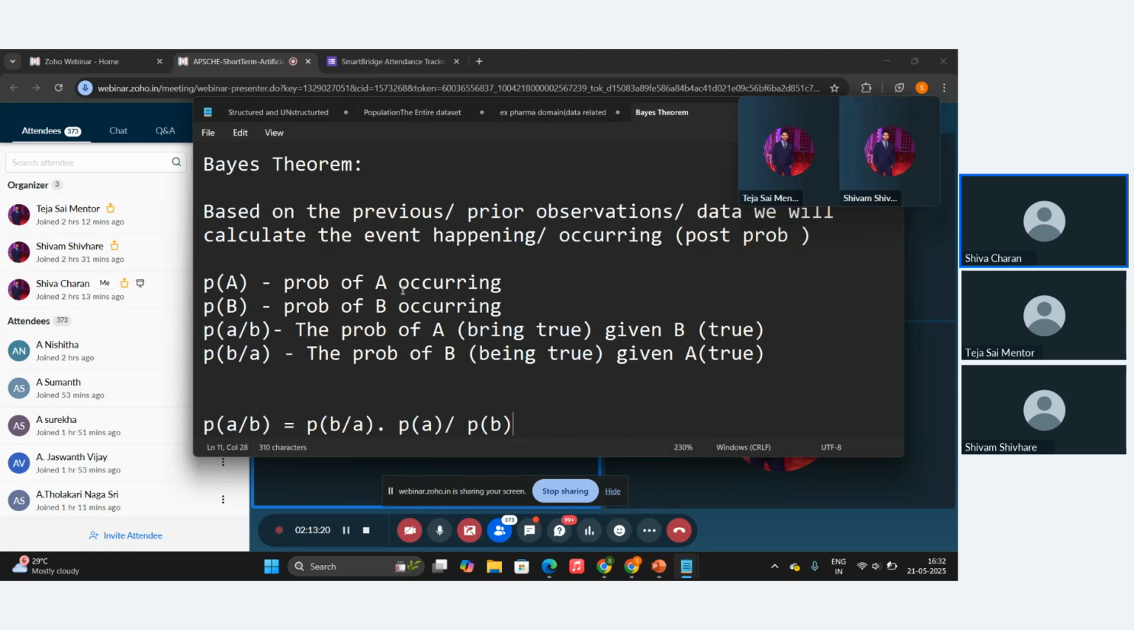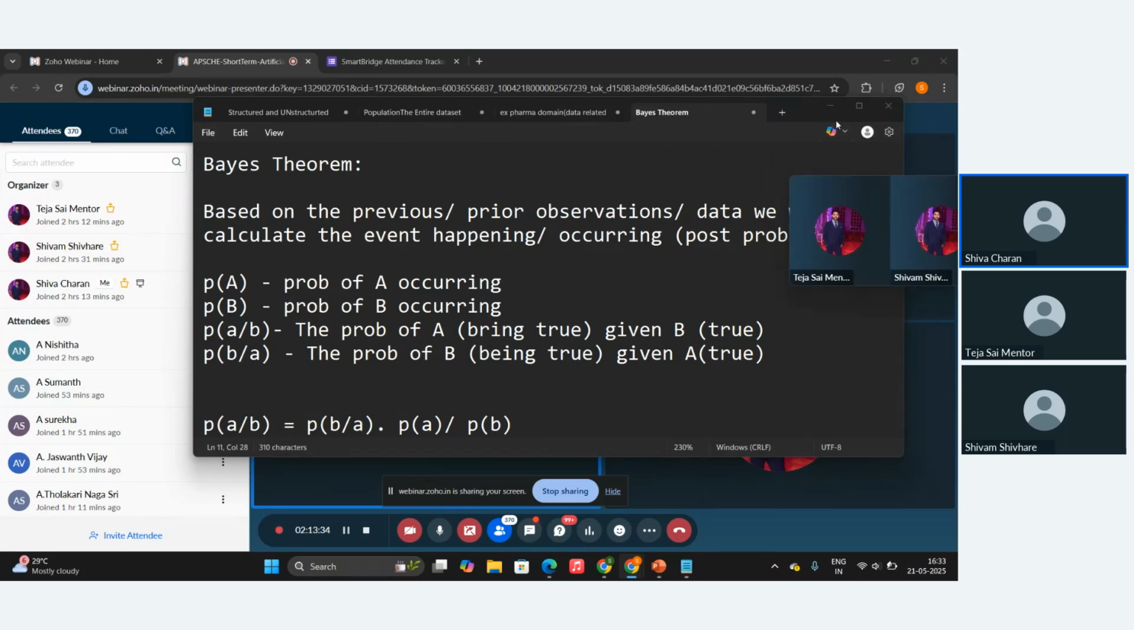Coming to Bayes theorem, based on the previous or prior observations, we calculate whether an event will occur or not. So this is in short what we have discussed. Any more doubts?